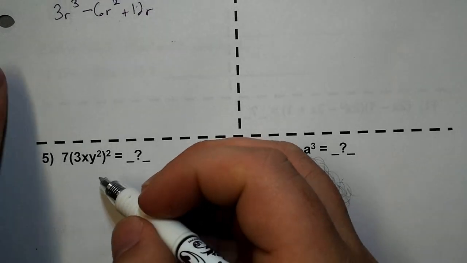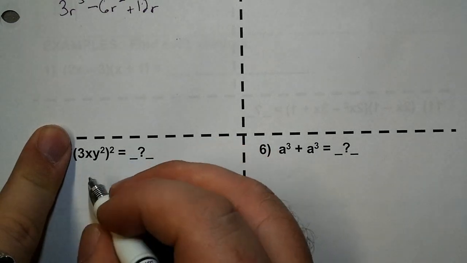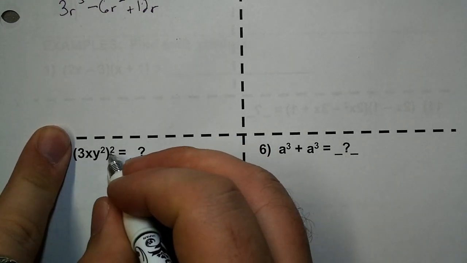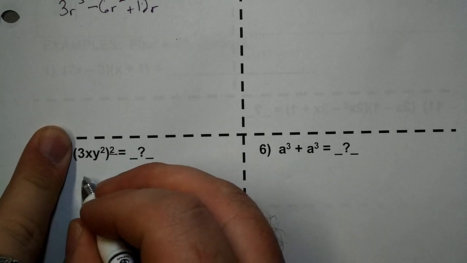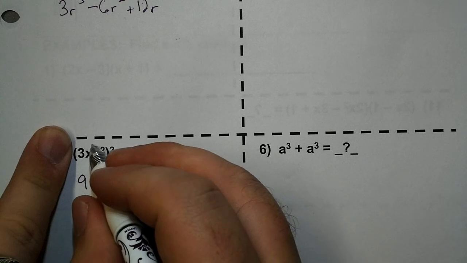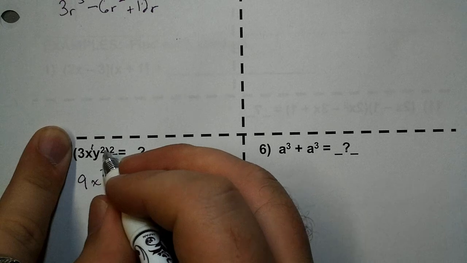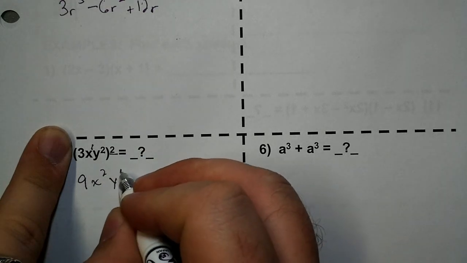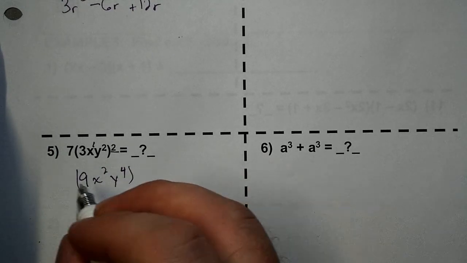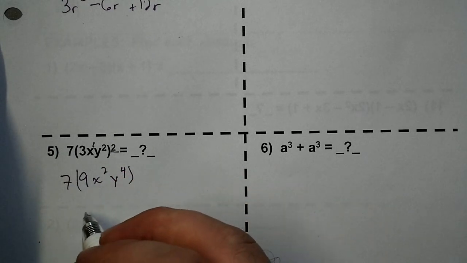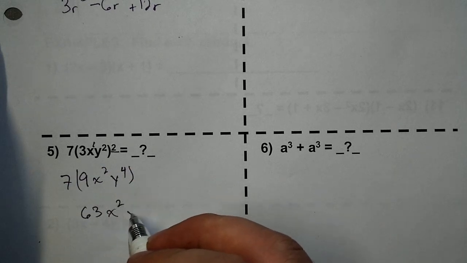Alright, now exponents come before multiply, so we can't distribute yet. We've got to do the exponent. So all of this is raised to the second power. Start with your numbers. 3 squared, that means 3 times 3, which is 9. X to the first squared is going to be x to the second. Y to the second squared is going to be y to the fourth. Now, I'll take all that and I'll multiply it by 7. 7 times 9 is 63. There's no letters with it, so it's still x squared y to the fourth.